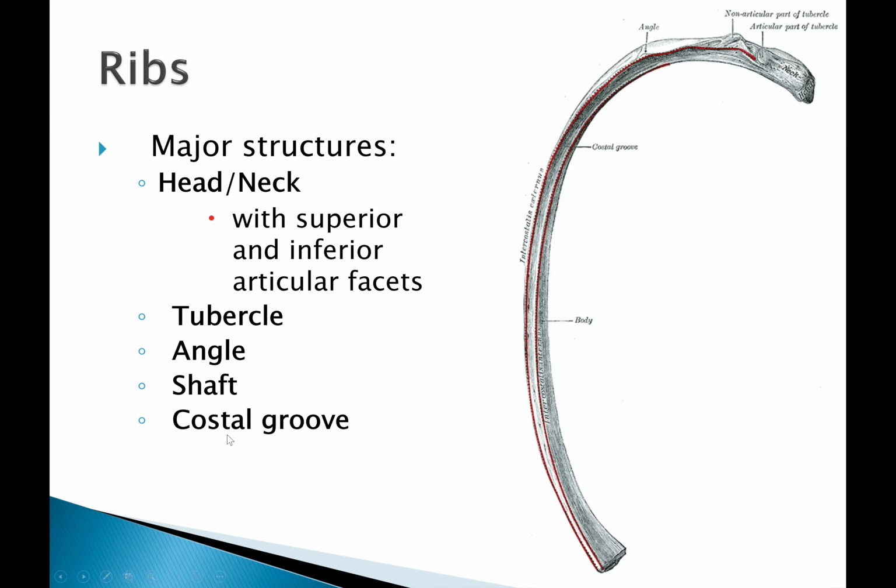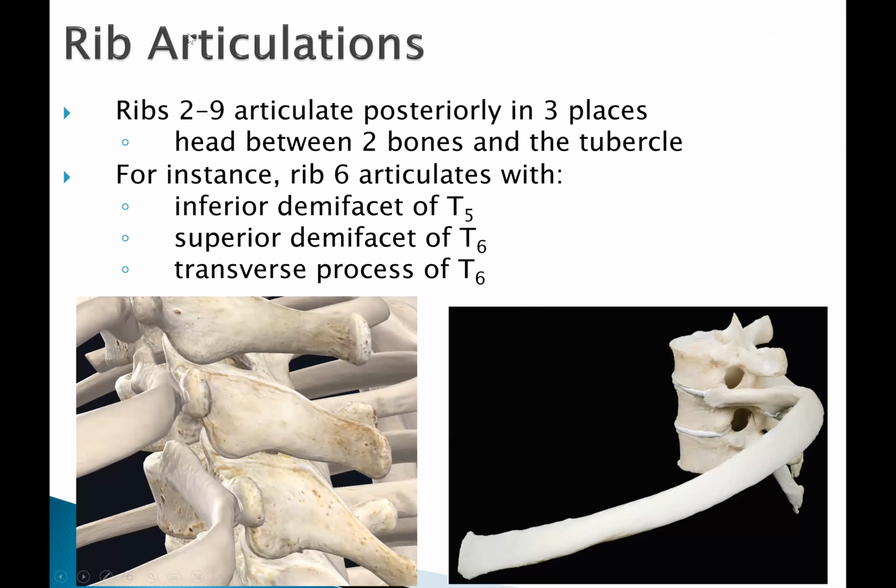And then you have a costal groove, costal again, rib, that runs all the way along the shaft. And that's for your nerves, blood vessels. They go all along the costal groove. Ribs 2 through 9 articulate, so they join up posteriorly in 3 places. Okay, so the head will touch 2 bones here, and the tubercle will come back and touch the transverse process.